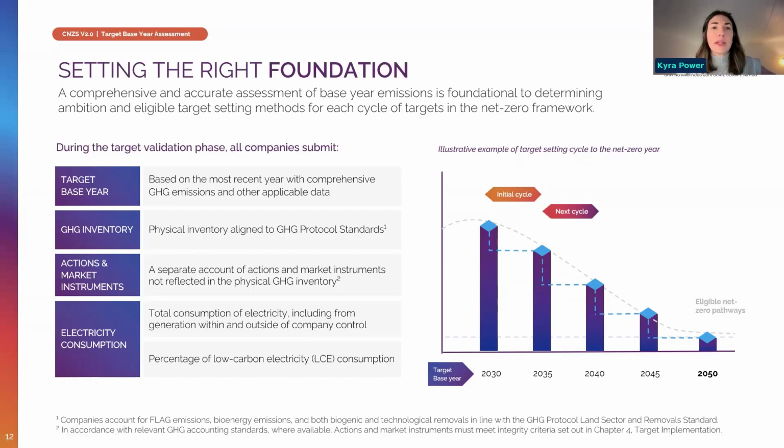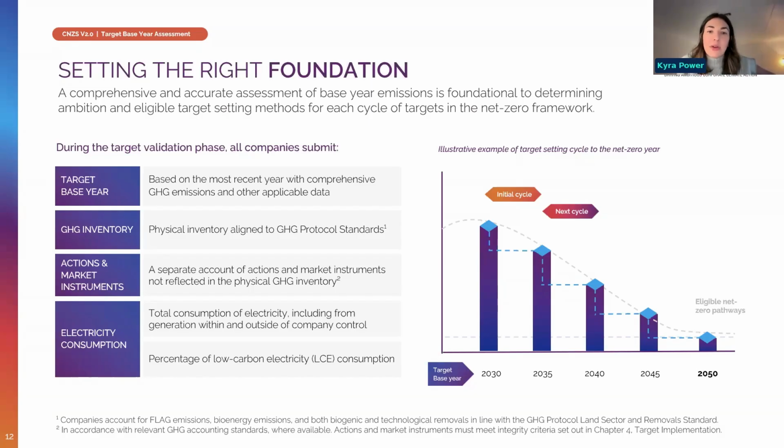It's important to note for companies that have existing targets, that they've been using a historical base year, they can still communicate target progress in relation to that base year. However, target ambition for the near-term cycle is based on most recent year emissions. There are also some exclusions if the most recent year does not accurately reflect company activities, structure, et cetera. But those are detailed in more detail in the standard and supporting resources.